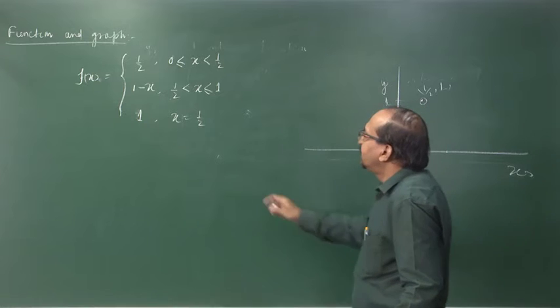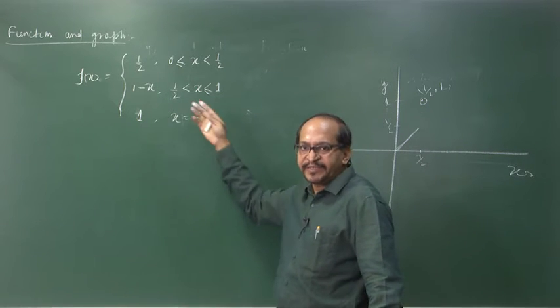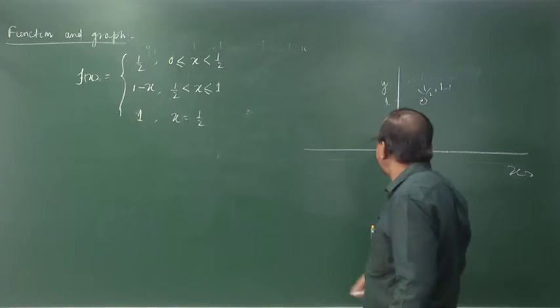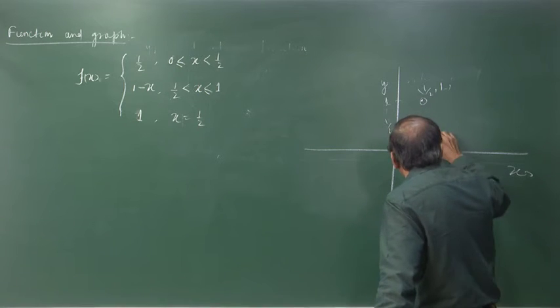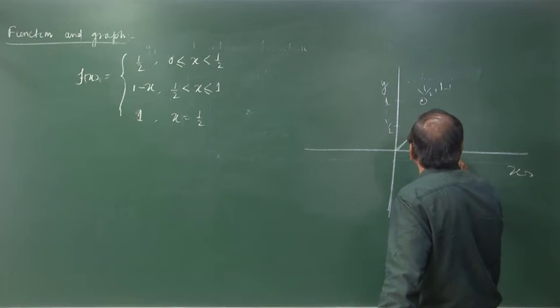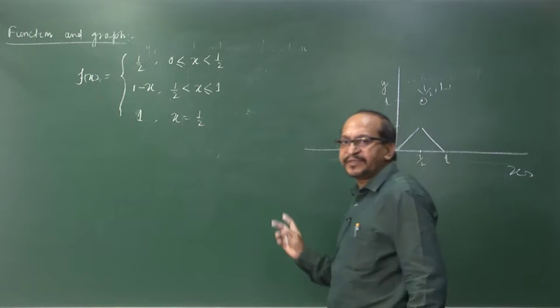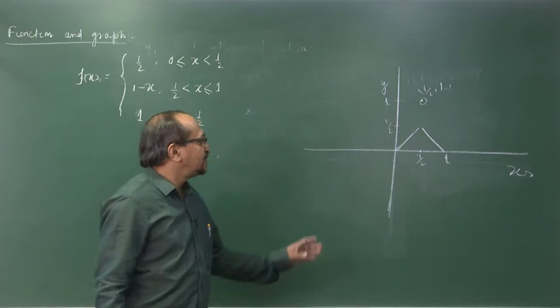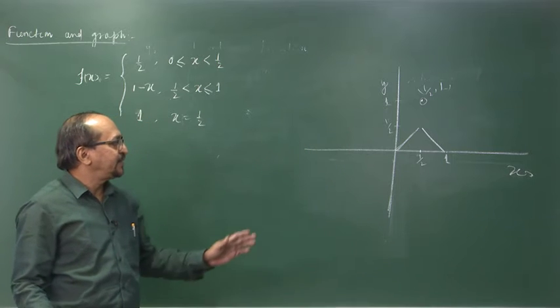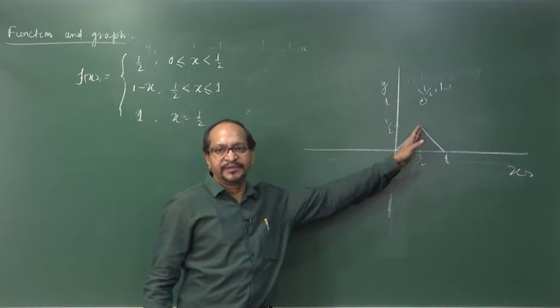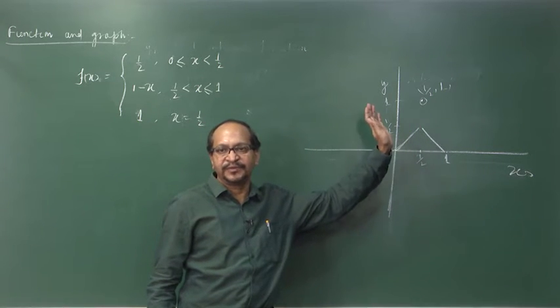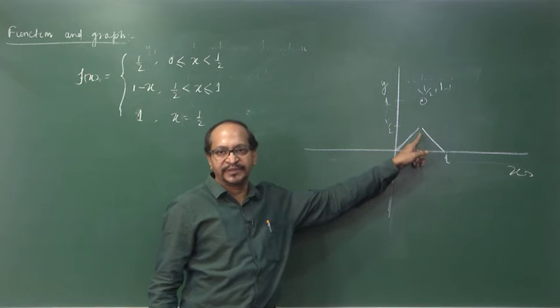Beyond half, it is 1 minus x, again a straight line with a negative slope. Okay. So, it is like this, this is 1. So, you see, when we plot this graph, there is a break at half in the graph. So, it loses continuity over here.